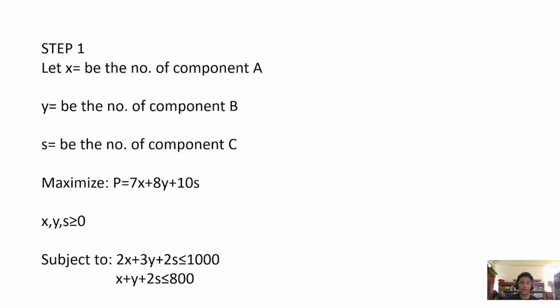So step 1. Let x be the number of component A, y the number of component B, and s the number of component C. Maximize P equals 7x plus 8y plus 10s, where x, y, s are greater than or equal to 0, subject to 2x plus 3y plus 2s is less than or equal to 1,000, and x plus y plus 2s is less than or equal to 800.